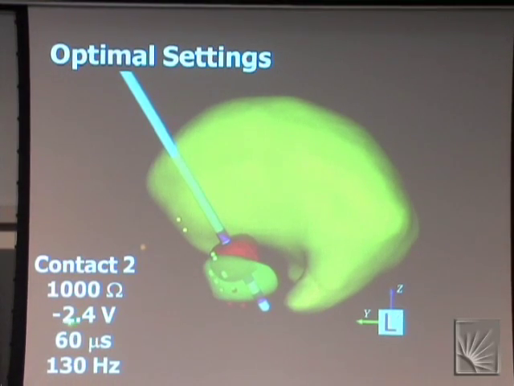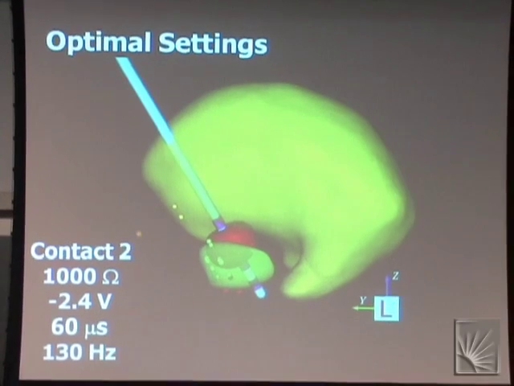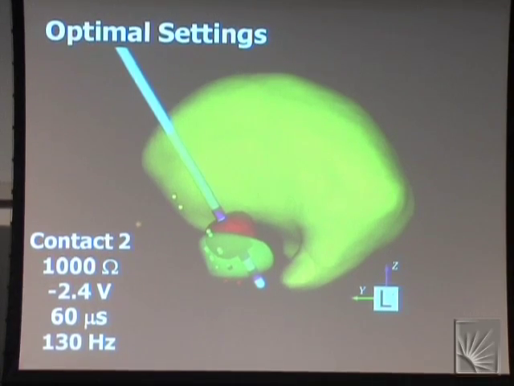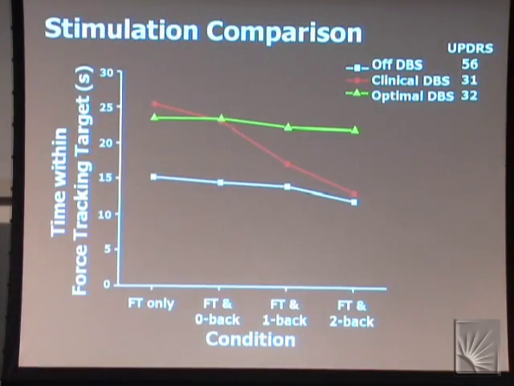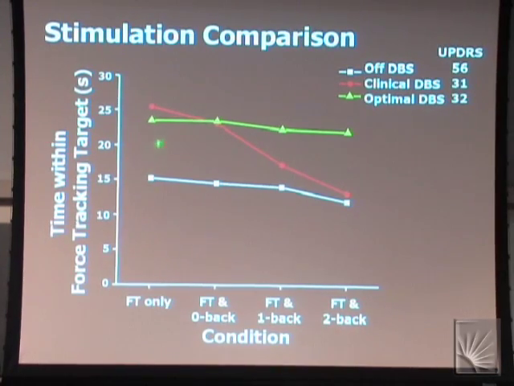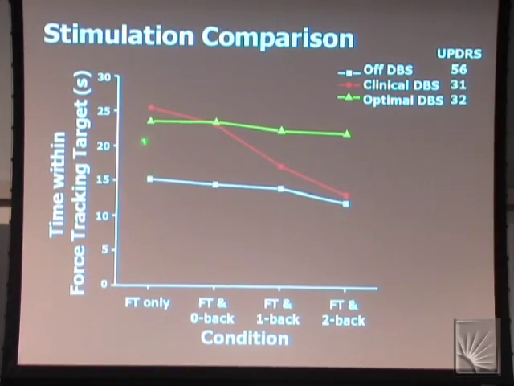And we've also reduced their stimulus amplitudes quite a bit as well, suggesting that we could be stimulating them a little more efficiently with the model. And so here's an example of that patient now, sort of combining this data together. So this is the time within that force tracking target, doing force tracking only, off DBS, on their clinical DBS, and on their model-defined DBS parameter settings.